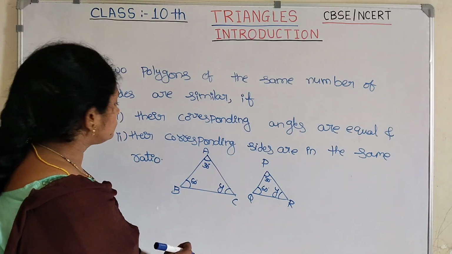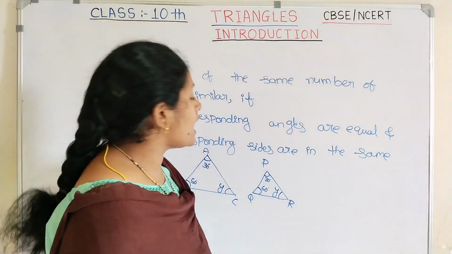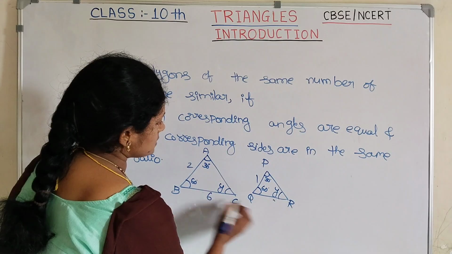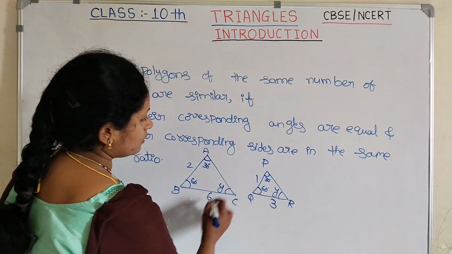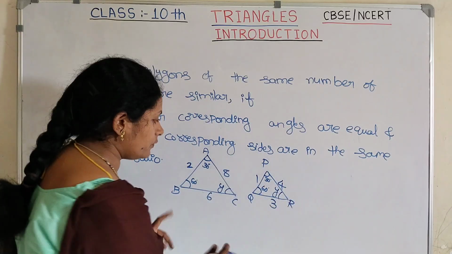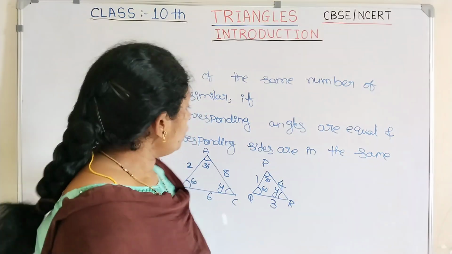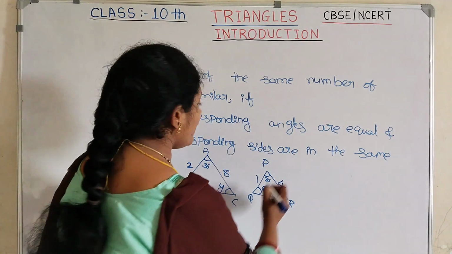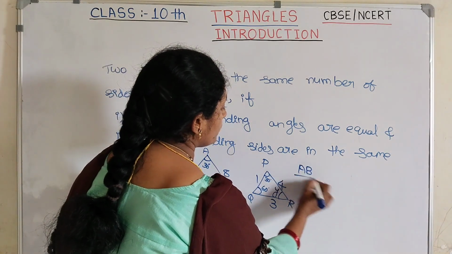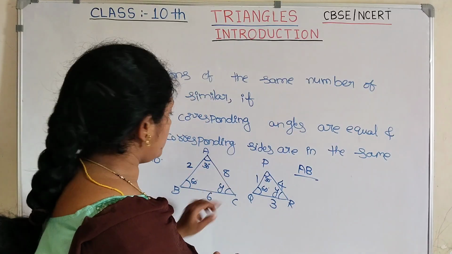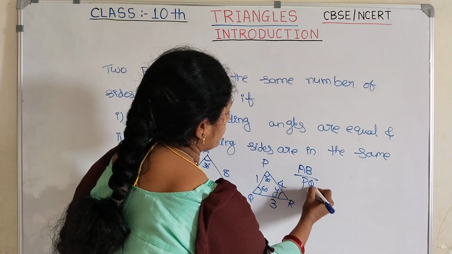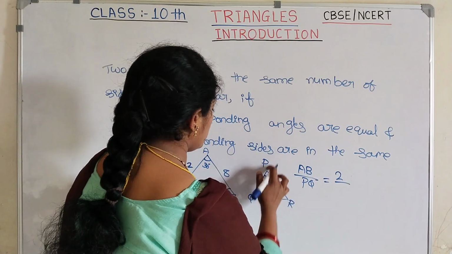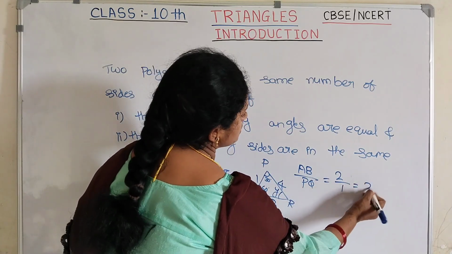Then the next one, their corresponding sides are in the same ratio. Suppose this is the 2, 1, 6, here is the 3, and here is the 4. Now we have to calculate their corresponding sides ratio. What do we have to do here? AB by, what is the corresponding side of the AB here? That is the PQ. AB is how much? 2. PQ is the 1. 2 by 1 is the 2.